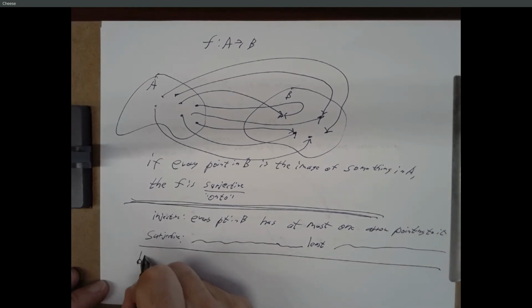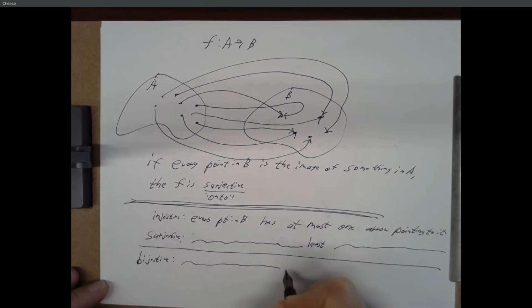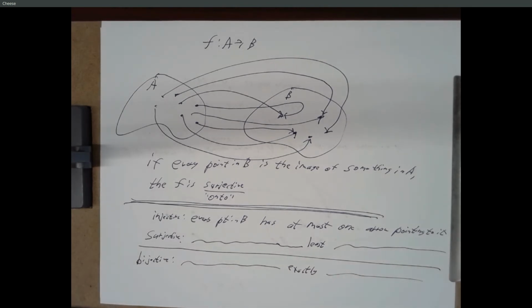Okay, what's the sweet spot? Bijective. Every point in B has exactly one arrow pointing to it. And in that case, your function is going to be injective and surjective, and we call that bijective, or one-to-one onto.